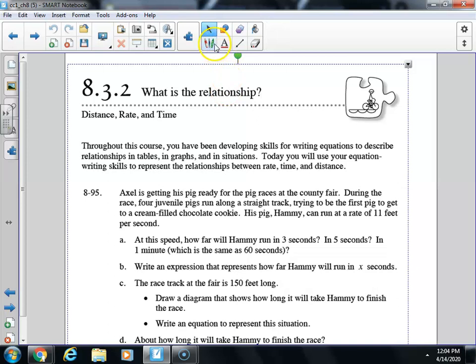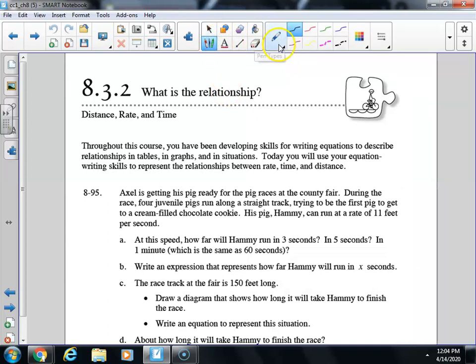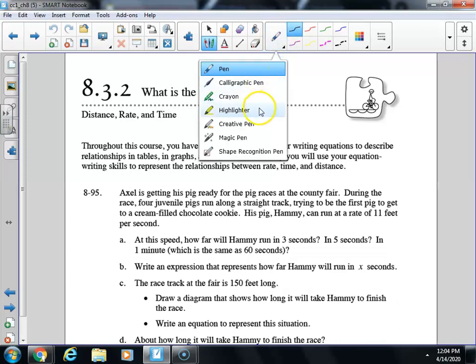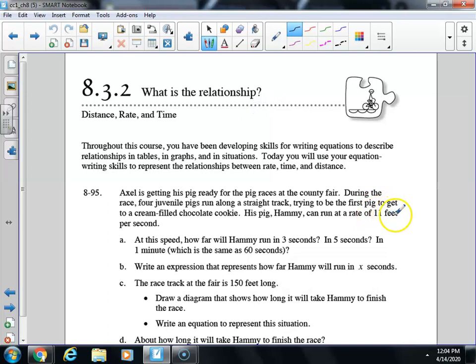So this sounds like a rate to me. We talked about in a problem when they give us a rate, it's always important to highlight that, underline it, make sure you guys are using that, 11 feet per second. And actually that's considered a unit rate because it tells us how far Hammy can run every second.